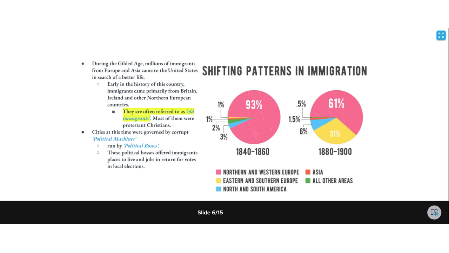But 1880 to 1900, that 20-year span, 61% still coming from Northern and Western Europe, but a lot more from Eastern and Southern Europe. That's Poland, that's Romania, that's Czechoslovakia, Belarus, Russia, as well as Italy, Spain. These are all the big ones. Still not so much coming from Asia and all other areas, making up the rest.